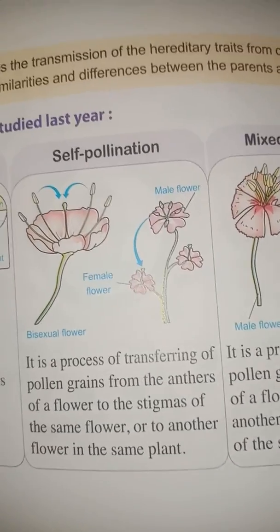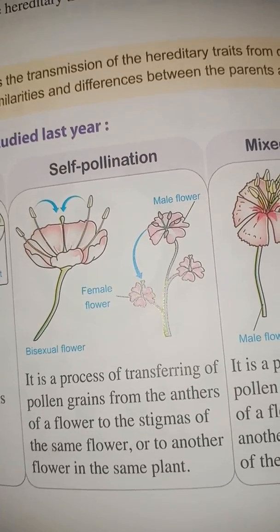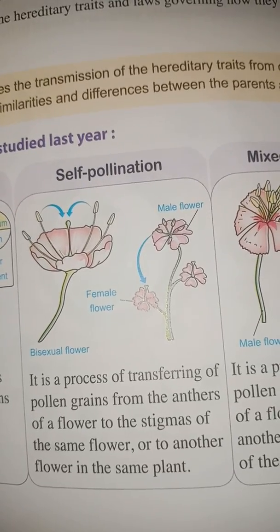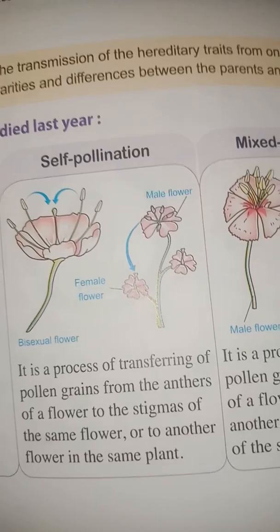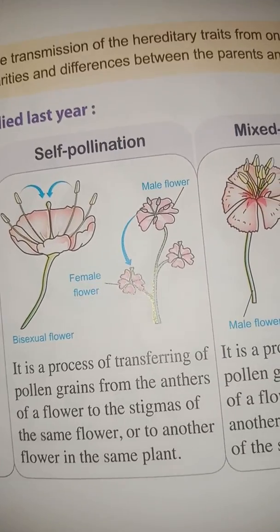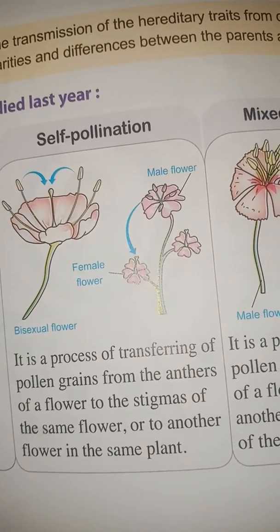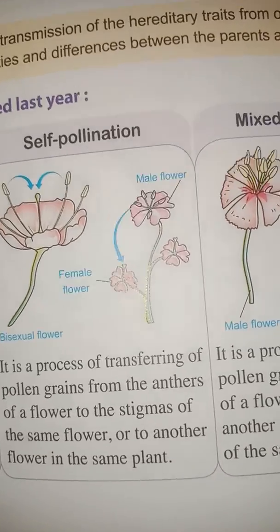But there is a self-pollination process، عملية التلقيح الذاتي أو انتقال حبوب اللقاح من عضو التكاثر المذكر لعضو التكاثر المؤنث في نفس الزهرة أو زهرة تانية على نفس النبات. It is the process of transferring pollen grains from the anthers of the flower to the stigma of the same flower or to another flower in the same plant. يبقى نفس الزهرة أو زهرة تانية على نفس النبات.